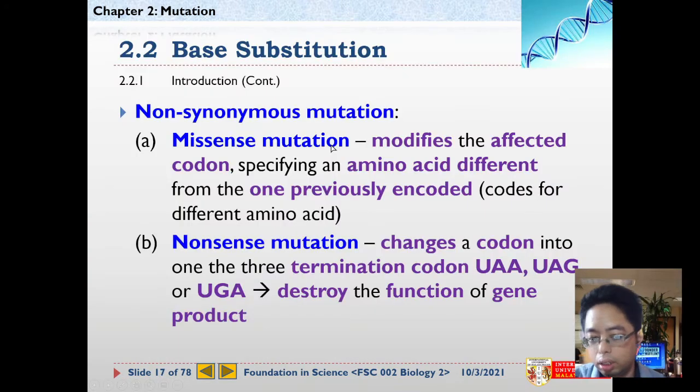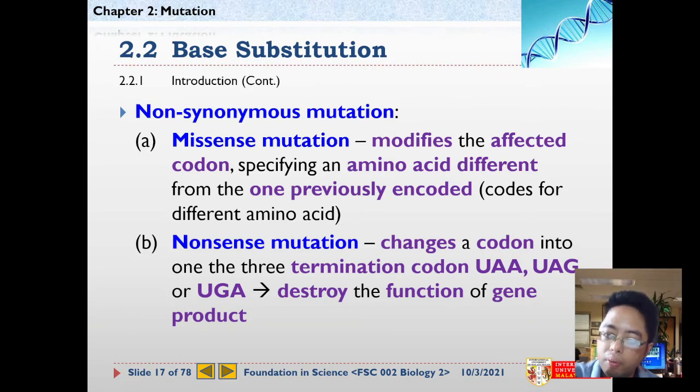This one is a little bit different. We have non-synonymous mutation. In this case, due to a single letter being changed, now the amino acid has become different. You might have the missense. Missense means that the amino acid becomes different from the one previously encoded. Okay, but what about the nonsense mutation? For nonsense mutation, the mutation causes it to encode into one of the three stop codons: UAA, UAG, or UGA.